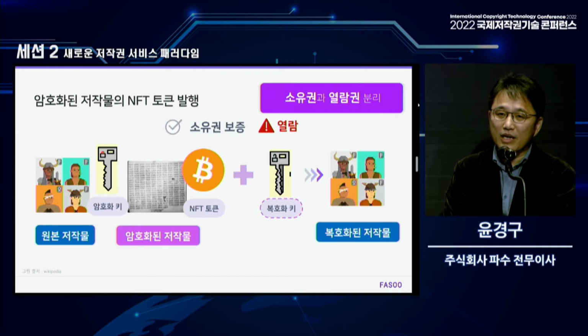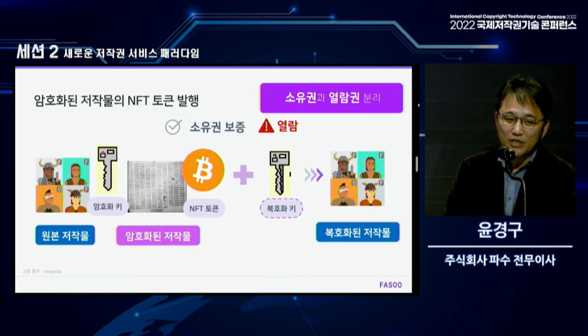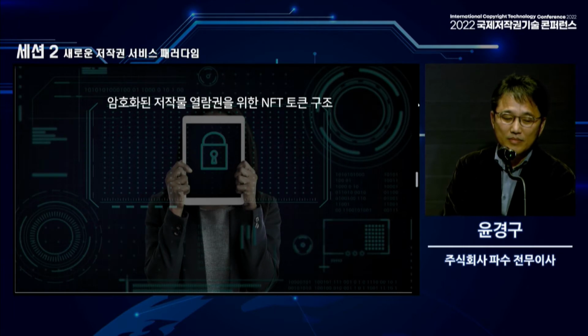Let's say there is an original copyrighted work and you can issue an NFT token to it. And here, the token is in the form of an encrypted NFT token. And the decryption key gives you a chance to look into the encrypted document. You can open the document with the decryption key. Basically, I already told you the basic idea of this approach. So this is the structure of the encrypted token.